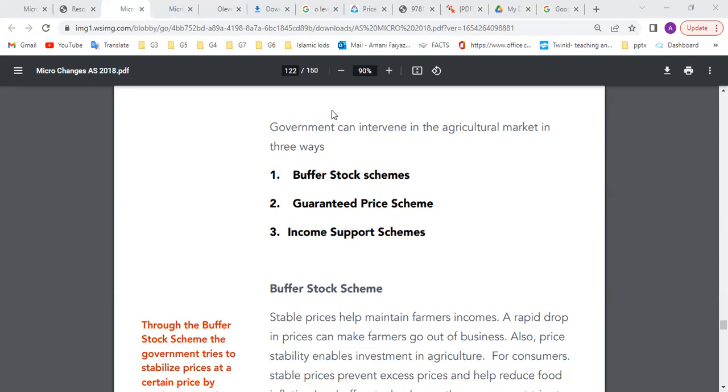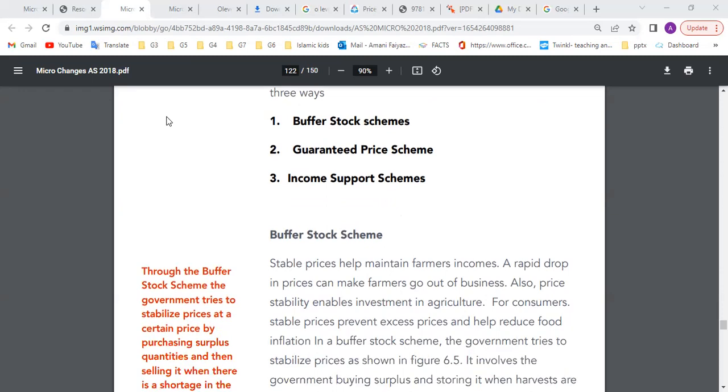Now, similarly, farmers also need to do this. What happens if some ups and downs happen in their production? What happens if the prices are not favorable? So they keep a reserve. Now, who keeps this reserve?